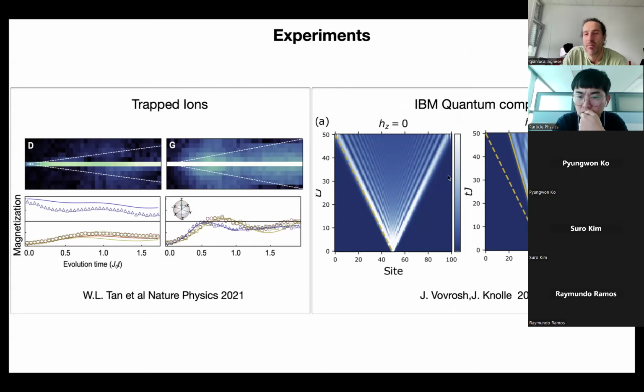And this is an IBM quantum computer. This is a super cooled qubit, basically a quantum chip where they simulated the Ising model and they were able to observe this effect. Okay, this is one.